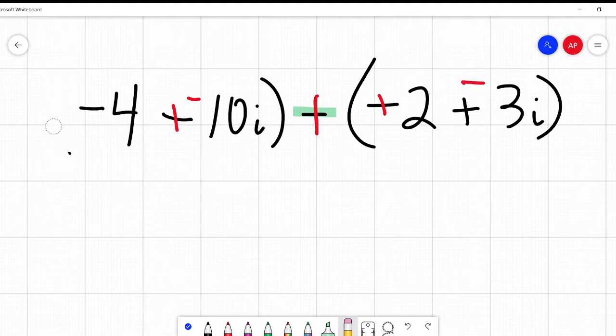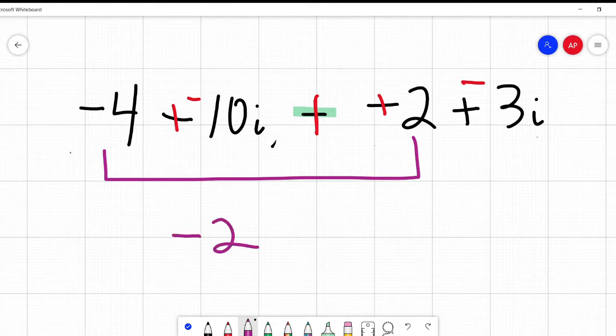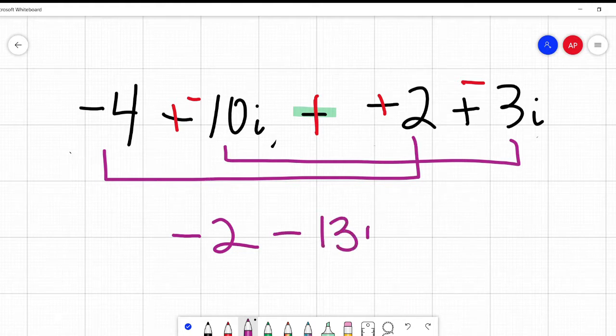I'm going to get rid of my parentheses because they don't matter anymore. And then I can go on to combining like terms. Negative 4 and a positive 2 together are negative 2. Negative 10i and negative 3i together are negative 13i. And I'm going to write that as minus 13i, but that is the same as plus a negative 13i.